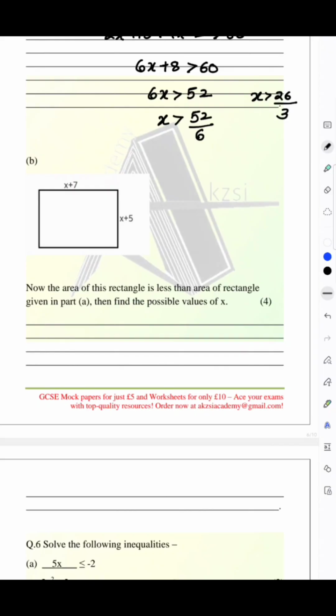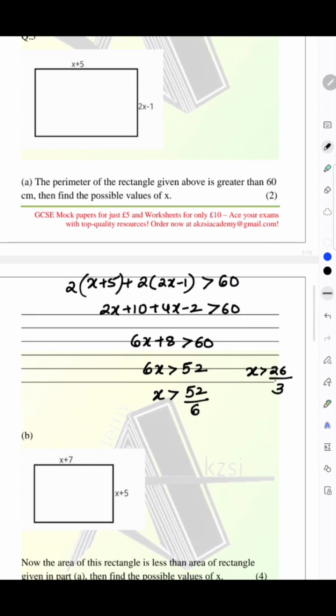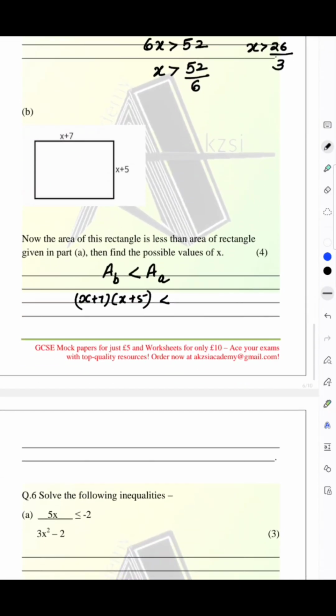Now, the area of this rectangle is less than the area of the rectangle given in part A, I mean, this one. Then find the possible values of x. Let's say this is the area of rectangle B. It says this is less than the area of the rectangle in part A. So the area of rectangle B is length times width, x plus 7 times x plus 5. And this is less than the area of A, which is length times width, so x plus 5 times 2x minus 1.